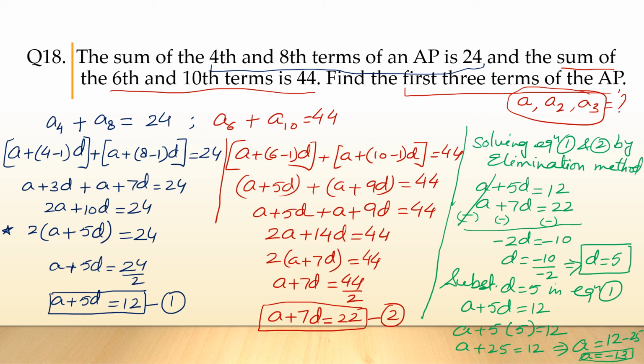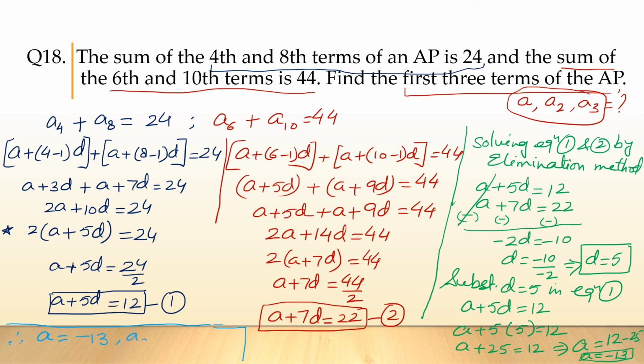Now we have to write the AP, the first three terms. I am writing the therefore statement on this side because it was quite a lengthy question and my screen has become a little full. Therefore the first term, that is a, is equal to minus 13. We found the value of a as minus 13.